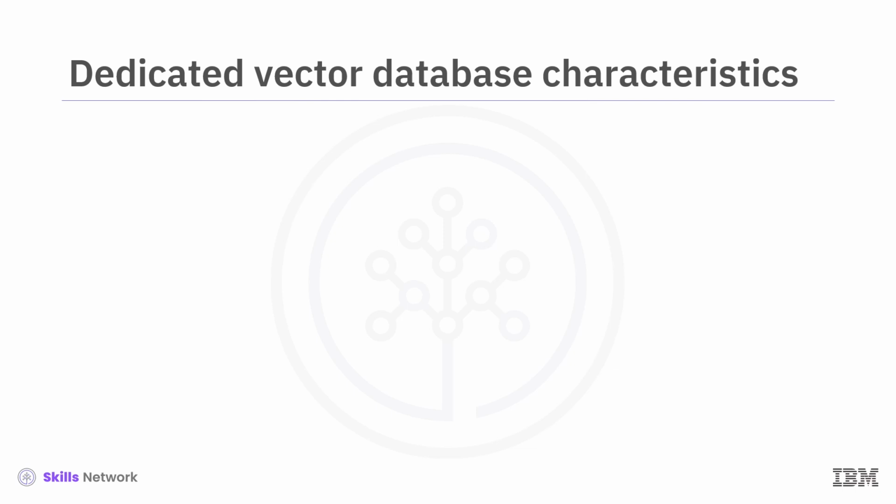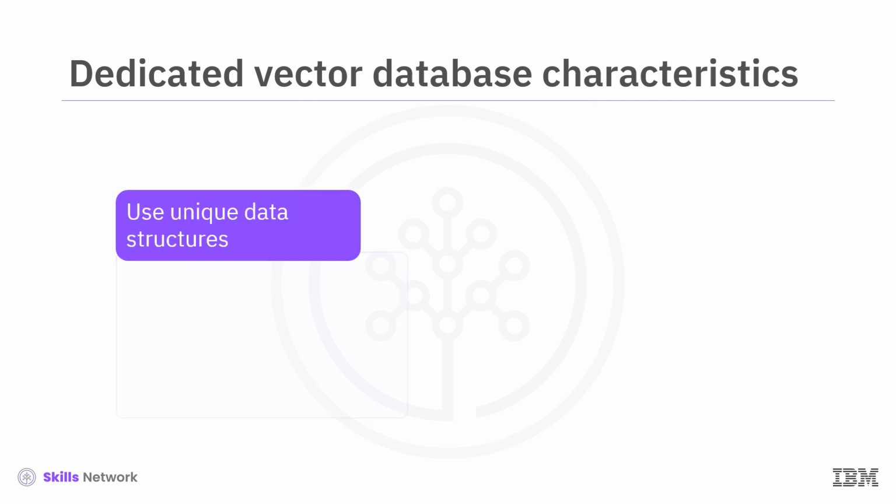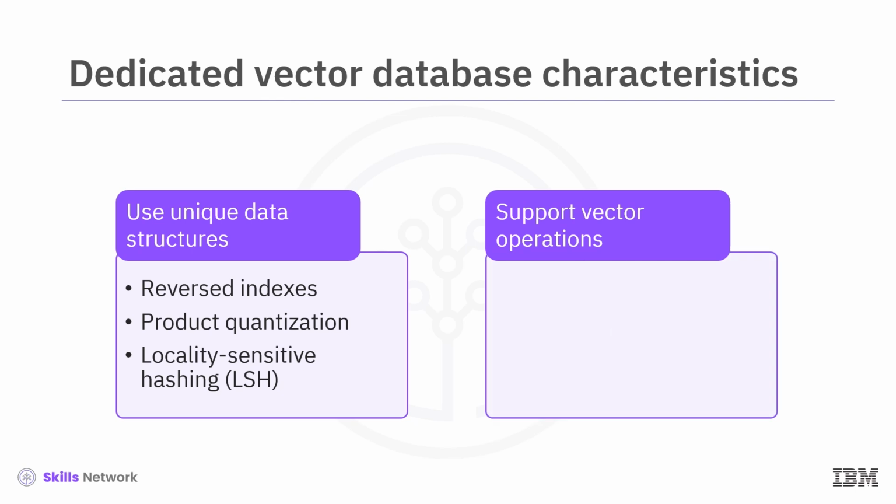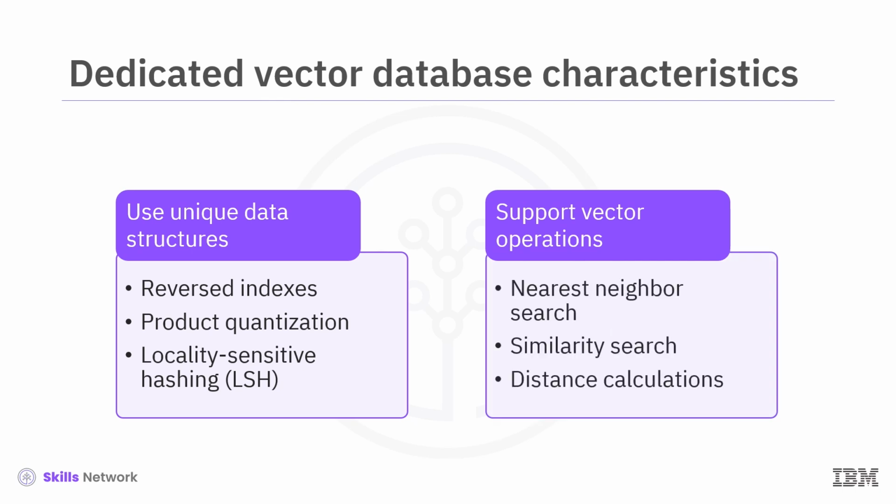First, to store and retrieve vectors quickly, dedicated vector databases often use unique data structures like reversed indexes, product quantization, and locality-sensitive hashing, or LSH. These databases support vector operations like nearest neighbor search, similarity search, and distance calculations, which lets users do complex searches on vector data.